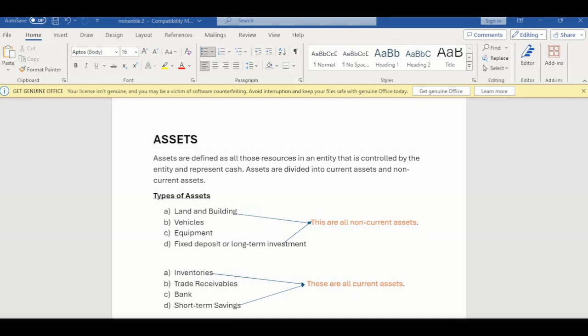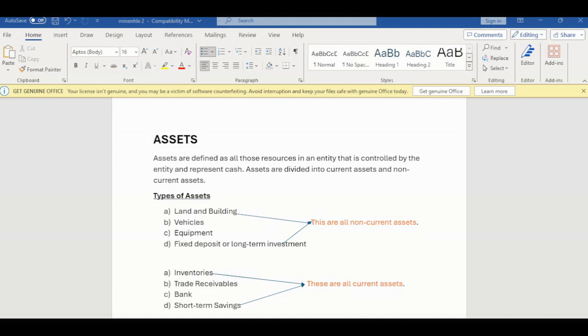As we go about this, I want to introduce you to some important concepts of accounting. We start by defining assets. This is learning unit number 2 and also 3, and this video covers those learning units. Assets are defined as all resources in an entity that are controlled by the entity and represent cash. Assets are divided into current and non-current assets.